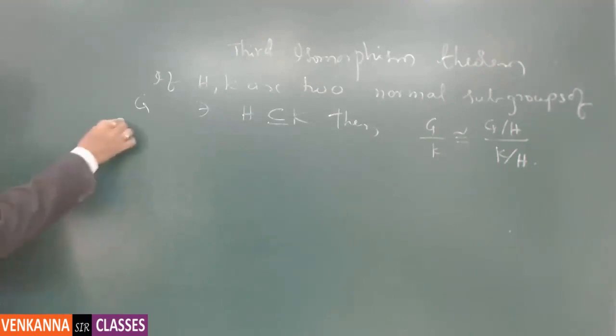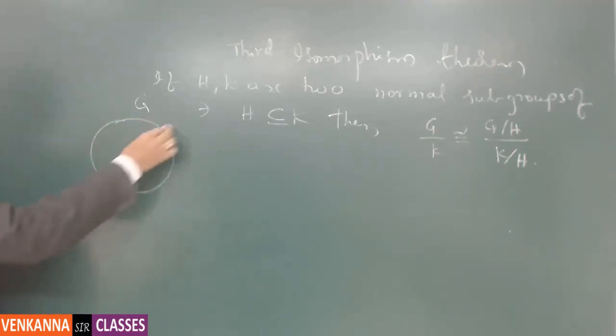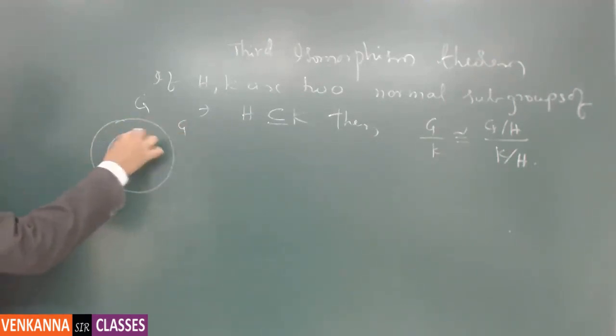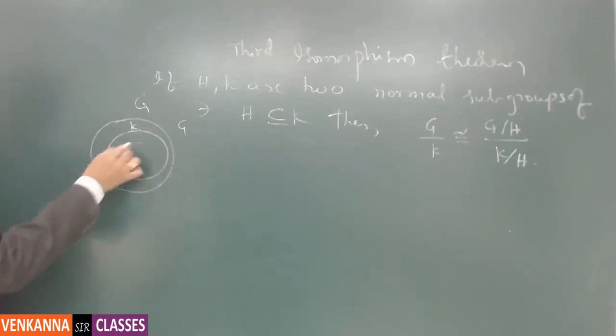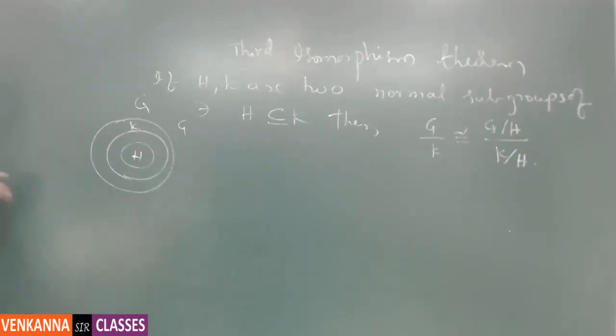So understand the criteria: for a group G, I have taken two normal subgroups. You can imagine it like this. This is the group G in which K is the big one and H is the small one. K and H both are normal subgroups of the group G. Then you have to show that G by K is isomorphic to (G by H) by (K by H). That's the thing you need to prove. Is the statement clear?